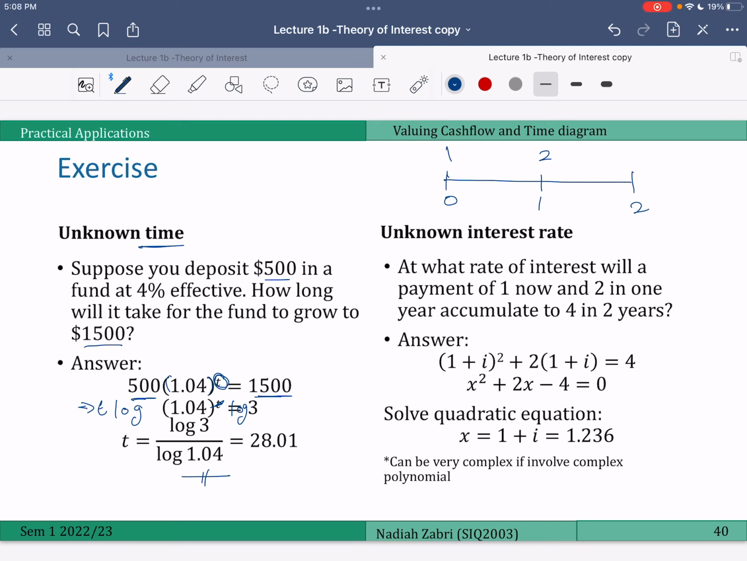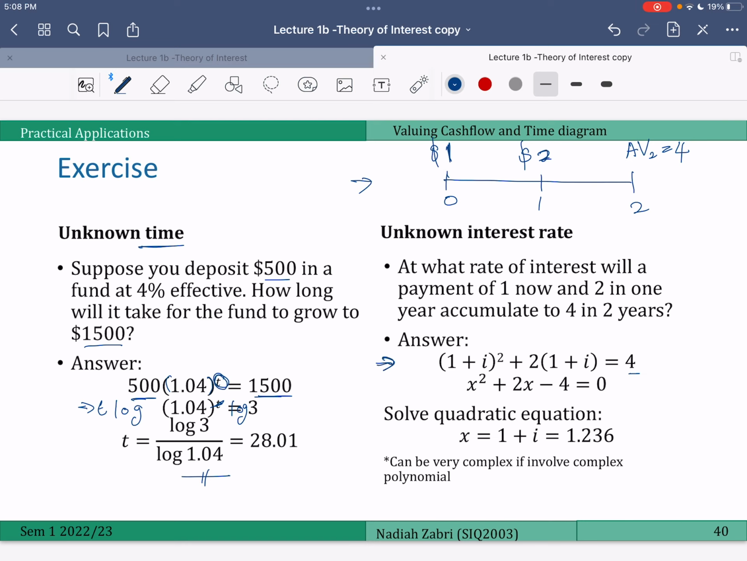Second would be when you have unknown interest. So this is the timeline for this question. You have a payments of $1 and $2 and $2 at the respective times. What is the interest rate, the constant interest rate that will apply to get an accumulated value at time 2 of 4 ringgit? So you have to write down the equation of value.